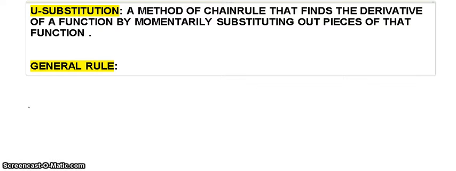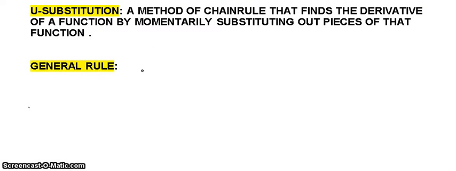This video will briefly illustrate the concept of U substitution. U substitution, a method of chain rule, finds the derivative of a function by momentarily substituting out pieces of that function. U substitution is used when you cannot take the derivative of a function by using the power rule or simpler rules such as that.